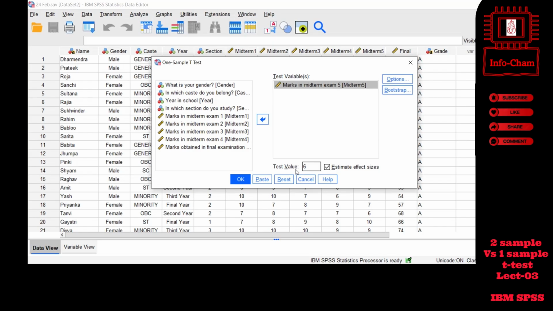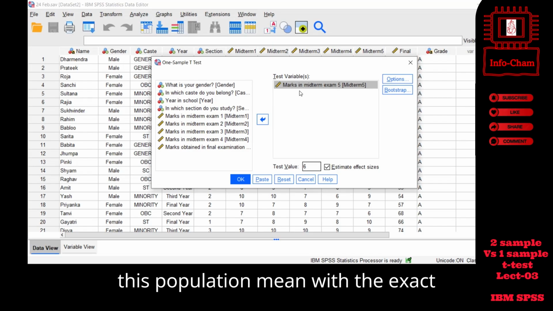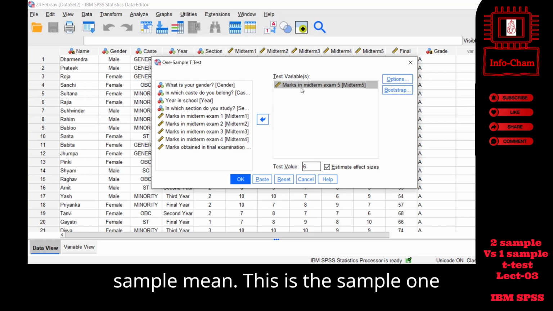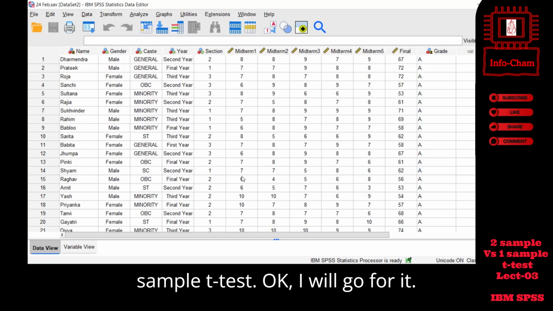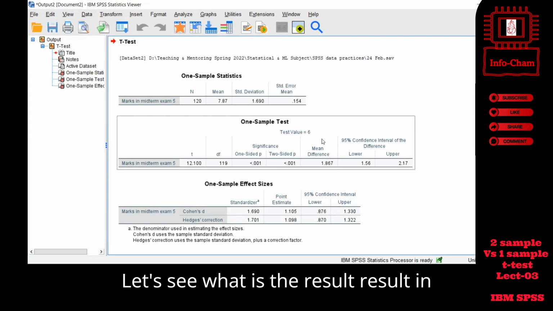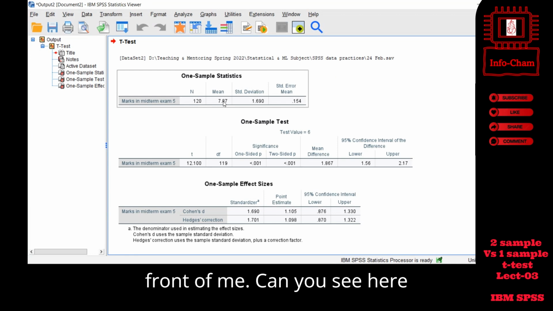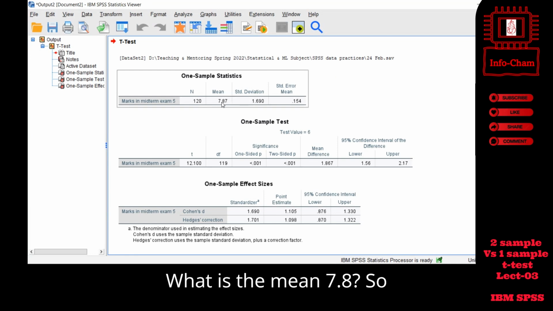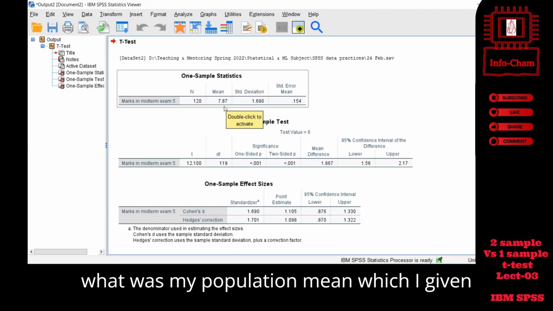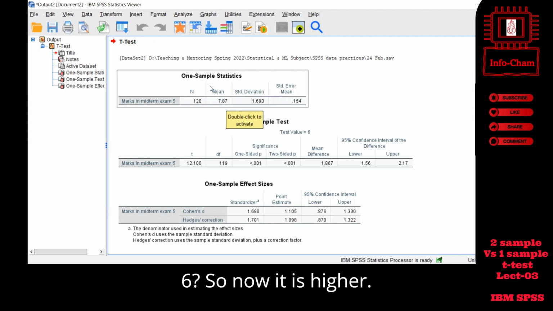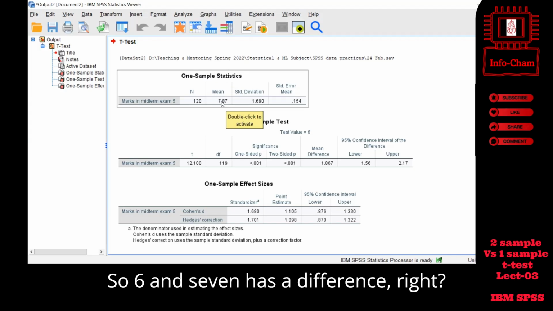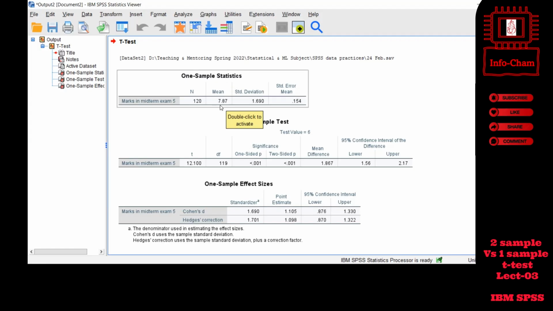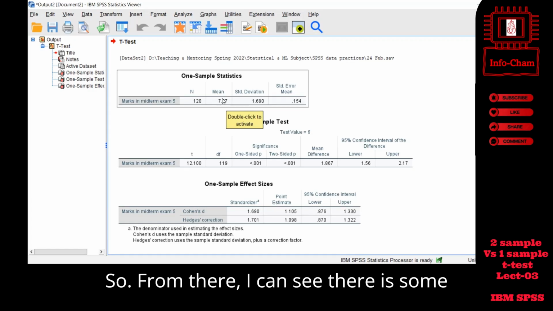I will compare this population mean with the exact sample mean. This is the one sample t-test. Okay, I will go for it. Let's see what the result is. Result in front of me. Can you see here, the mean difference, one sample t-test. What is the mean? 7.8. So what was my population mean, which I gave? 6. So now it is higher. So 6 and 7 has a difference, right? So from there I can see there is some difference.